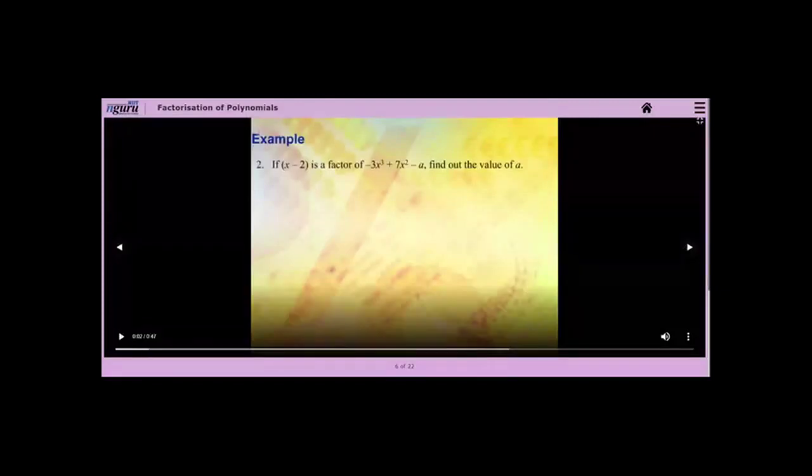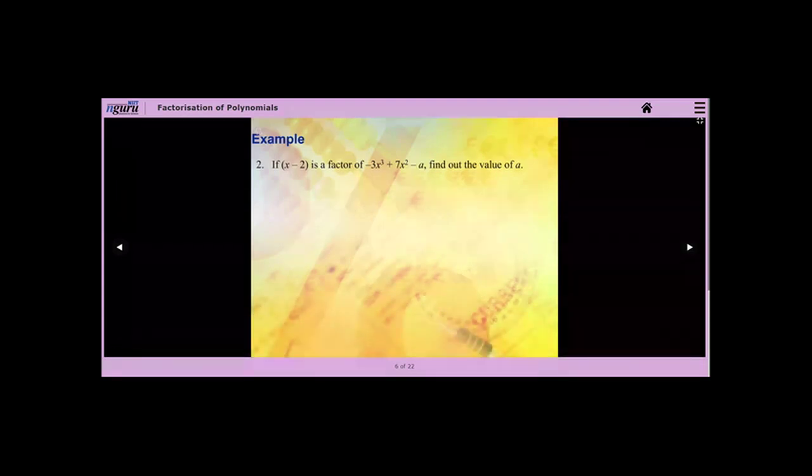Do this question. If x minus 2 is a factor of 3x cubed plus 7x squared minus a, find the value of a. Find p of 2 and equate it to 0. A is equal to minus 4, ma'am. A equal to minus 5, ma'am. Let us see. 3x cubed plus 7x squared minus a. Find out the value of a.